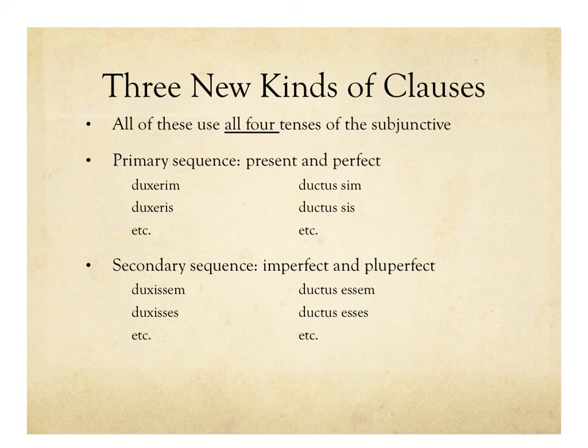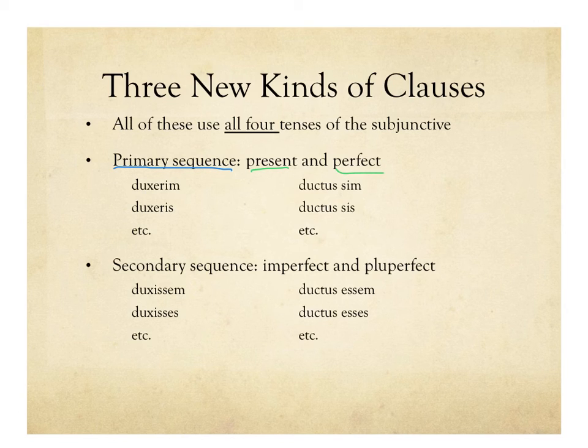subjunctive. So when our main verb is in primary sequence, if you remember, that is, if it is in the present, future, future perfect, or the perfect where we're translating it with the word have, then in the dependent clause, you can have either the present subjunctive, or if we're talking about something that happened prior to the action of the main verb, the perfect subjunctive.